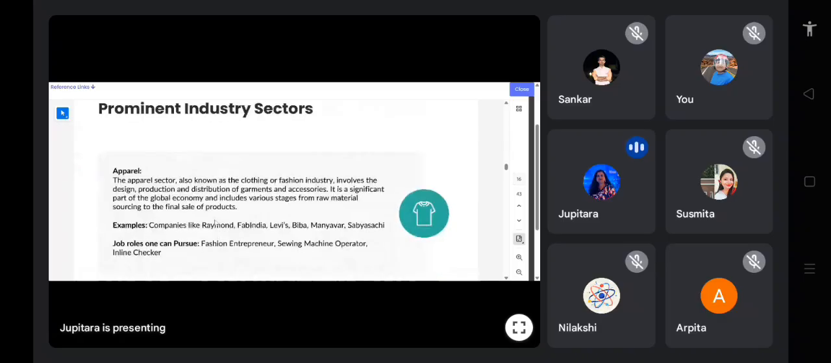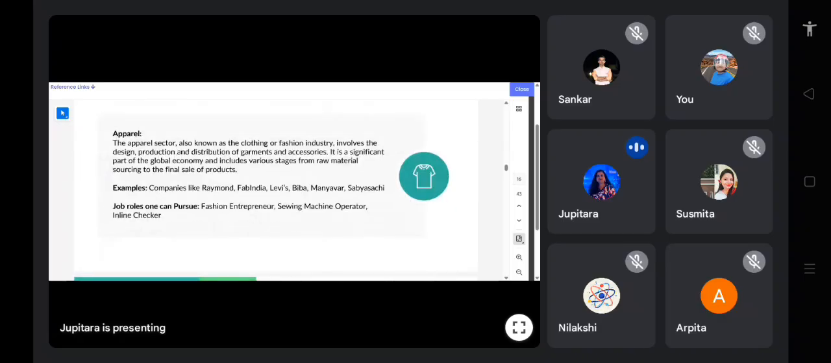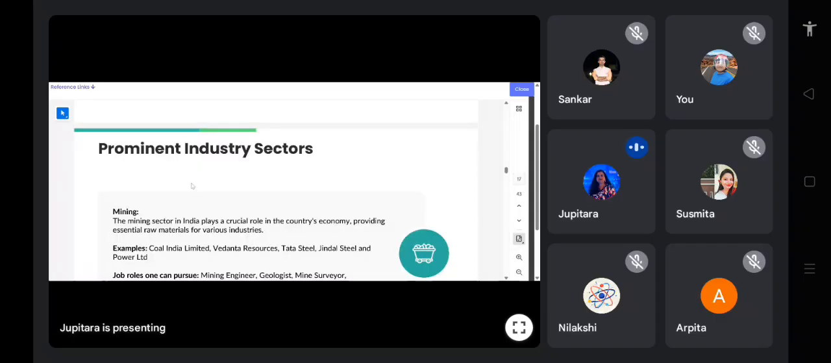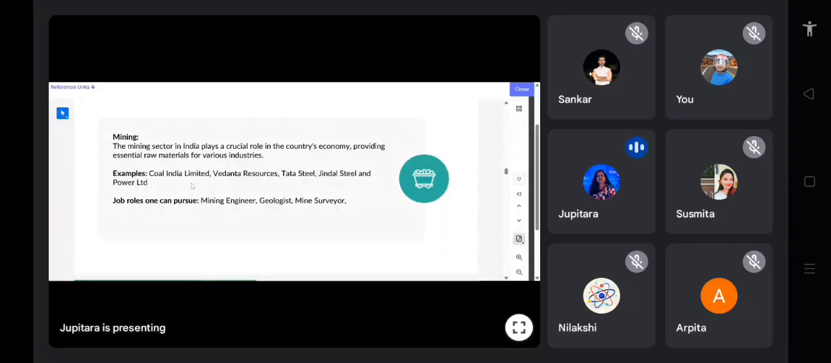Then apparel is where your fashion industry is. Okay. It involves design, production, distribution of garments and accessories. Companies like Raymond, Fab India, Levi's, Viva, Sabyasachi, all those come under your apparel or fashion industry. Then mining: Coal India Limited, Vedanta Resource, Tata Steel, all this comes under your mining industry.